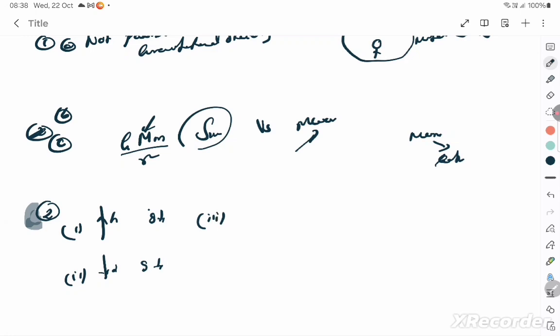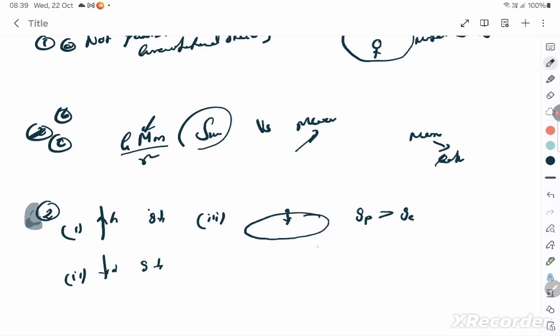Third question. The effect of rotation on the effective value of acceleration due to gravity is greatest at the equator or at the poles? Okay, this is the earth, and at the poles the effect is greater. Gravity at the pole is greater than the gravity at the equator.